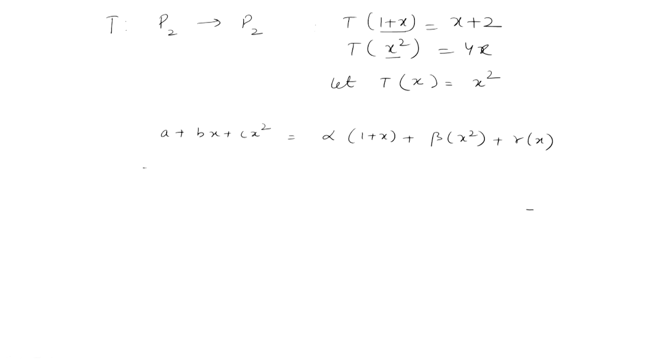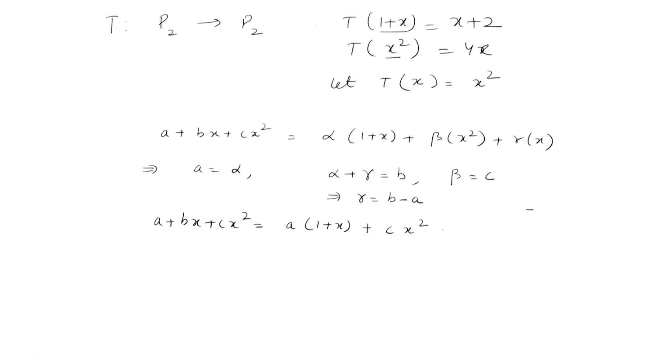Now, if you take here, the constant is alpha. So, a is equal to alpha, the coefficient of x is alpha plus gamma, and that is equal to b. The coefficient of x square is beta, which is c. Now, this implies gamma is equal to b minus a, because alpha is a. So, we can say that a plus bx plus cx square will be alpha, which is a, times 1 plus x plus beta, which is c, times x square and gamma, which is b minus a, times x.